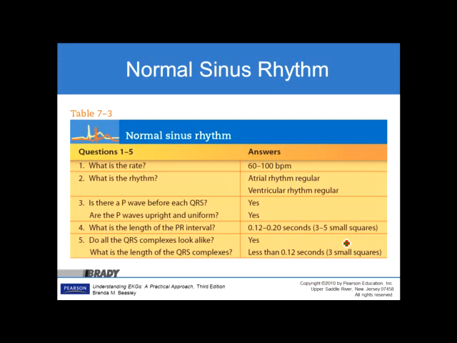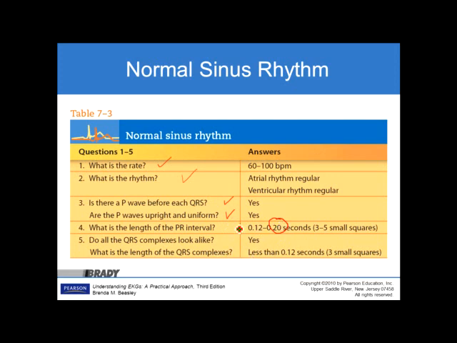So as we go through our 5-step process, step 1 being what is the rate, and this is either going to be by a 6-second strip method or an R to R method. What is the rhythm? Is everybody regular? Are there P waves before each QRS? And are they PURU? PURU stood for P waves, upright, round, and uniform. The next question, step 4, is what is the PR interval? And it should be less than 0.20 or 5 small boxes.